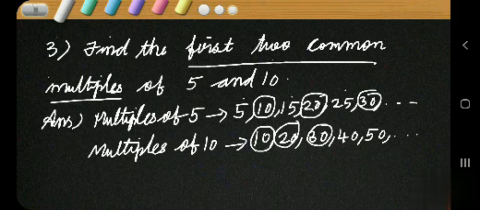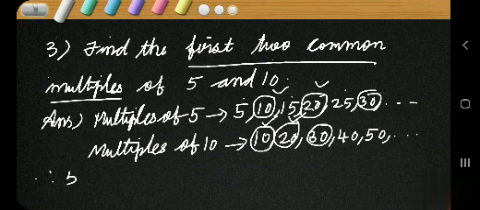But we need only two common multiples. Why? Yes, in the question, we have been asked to write down only the first two common multiples. So which are they? Which are the first two common multiples of 5 and 10? Yes, 10 and 20 are the first two common multiples of 5 and 10. Okay, have you understood? Yes.